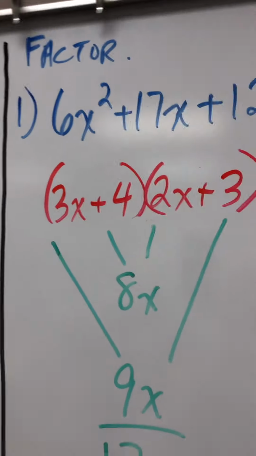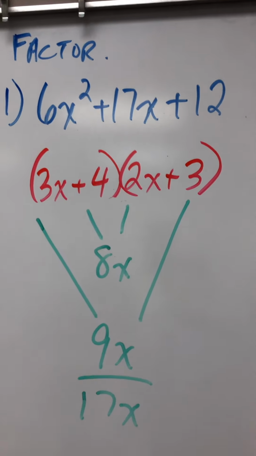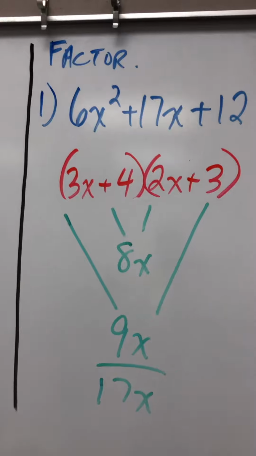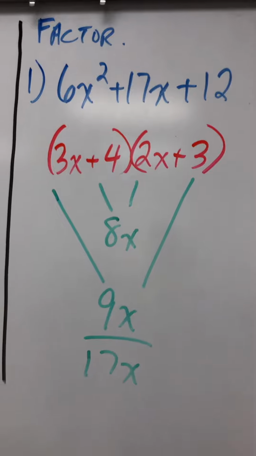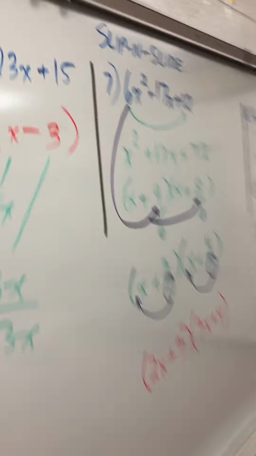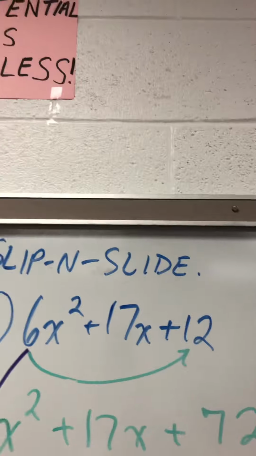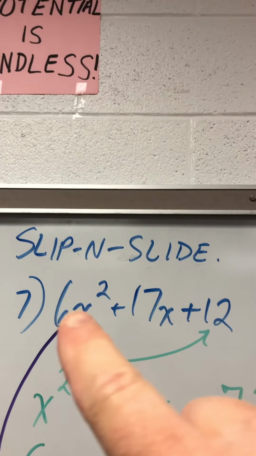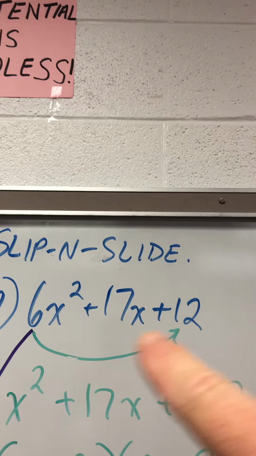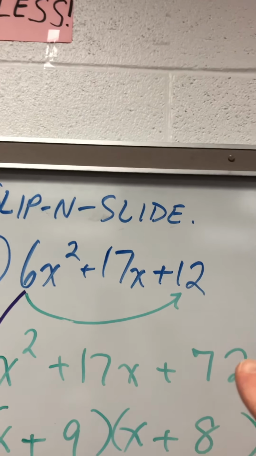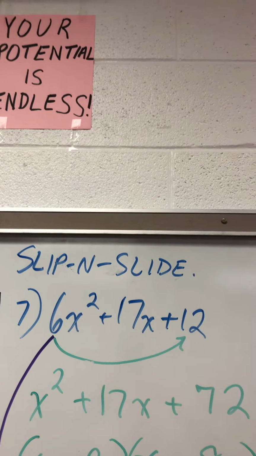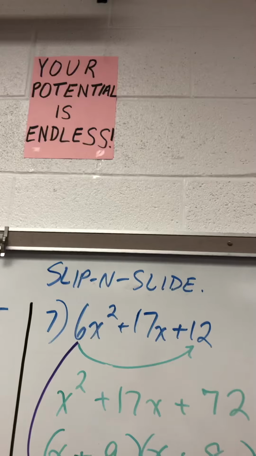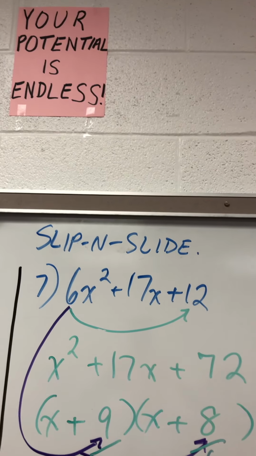So now back over here, I'm going to show you another method that takes you to the right answer without guessing. The only trouble is it's longer. Okay, let's take a look. It's called slip and slide. I'm going to take this 6 and slip it over here. Multiply 6 times 12 and get 72. So now I have x squared plus 17x plus 72, and I'm going to factor that. x plus 9, x plus 8.